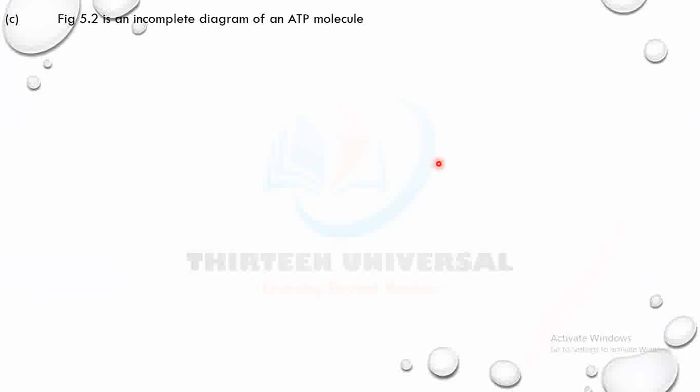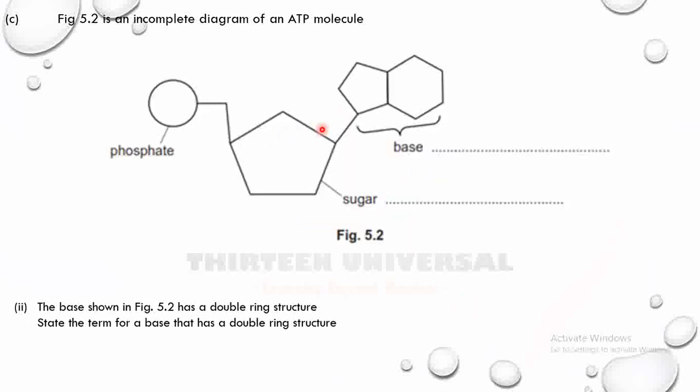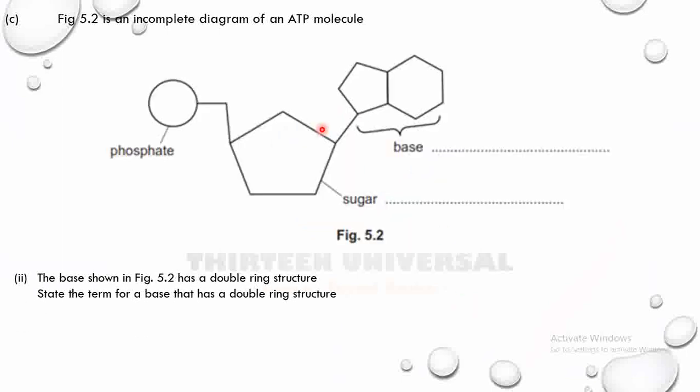It's an incomplete diagram of ATP molecule. Let's see the same question. The base has a double ring structure. State the term for a base that has double ring structure. That is a purine. Purine.